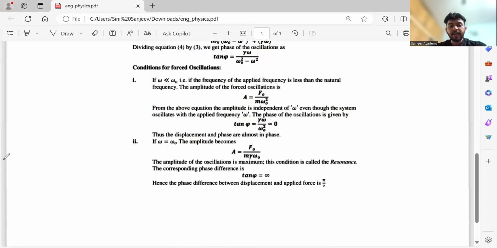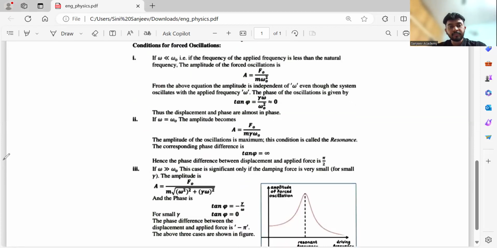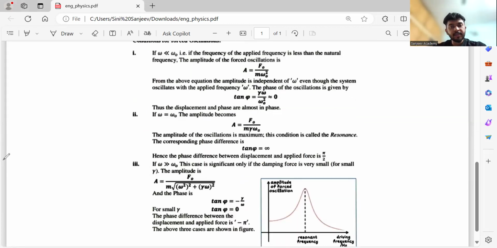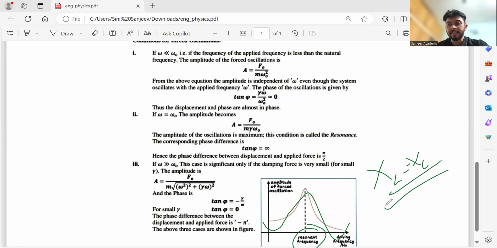Once this is over, the condition for the forced oscillation. For this, it's very easy. Once you read it, you'll come to know. But the only thing I want to tell you is about resonance here. What is resonance? Maximum amplitude, when my XL is equal to XC, inductive reactance and capacitive reactance, that is when I'll get the resonance. When omega is less than omega naught, or omega naught is very much greater than omega, I can make omega as 0 in the amplitude in the above equation, and I'll get this.